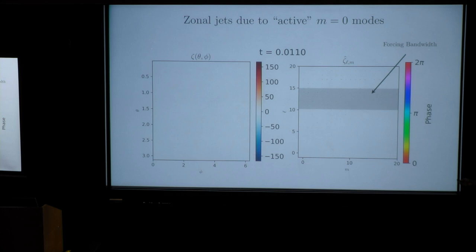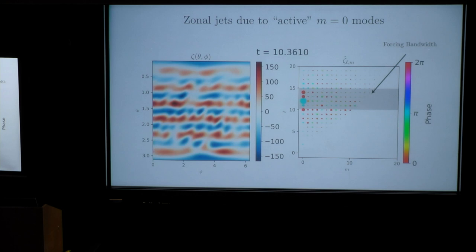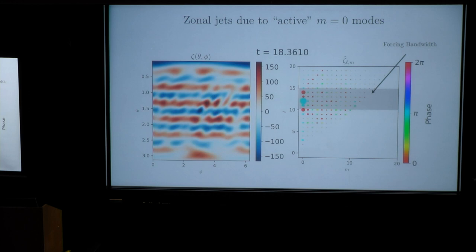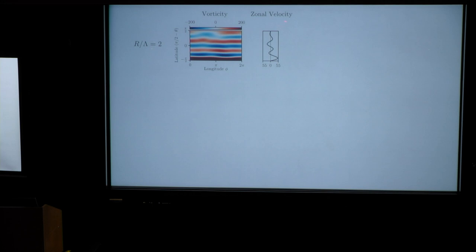Right, so here what I'm plotting is the decomposition of this field in terms of spherical harmonics. The dots are different spherical harmonic modes. The sizes of the dots are the amplitudes, and the color is the phase. What you can see is that when the system settles onto this statistically stationary state, you see a few modes within the forcing bandwidth that are active, and they correspond to m equal to 0, and that sets the length scale of these zonal jets that we see. And here again, this is the zonal velocity, and the zonal velocity is alternating. That's what I mean by zonal jets.